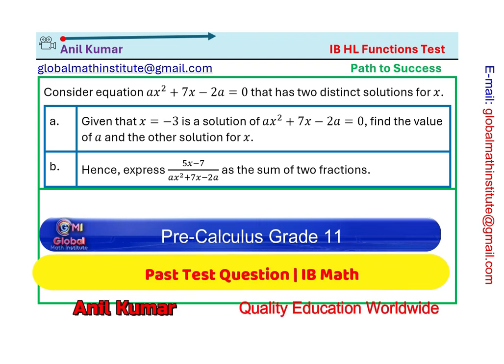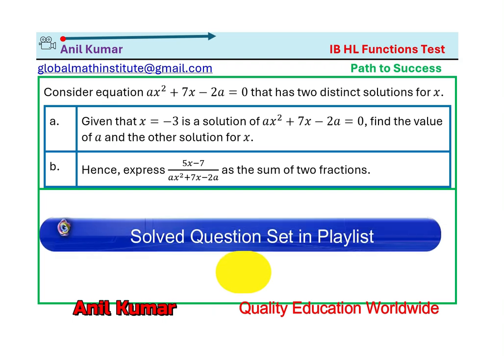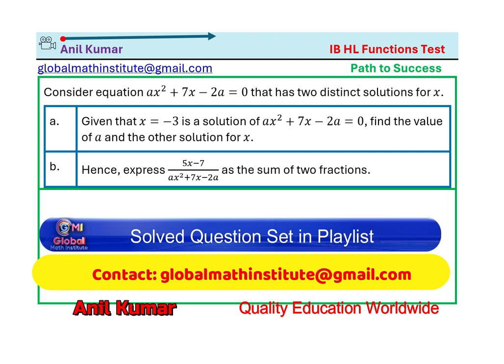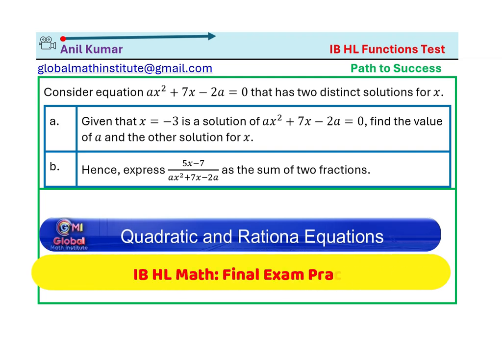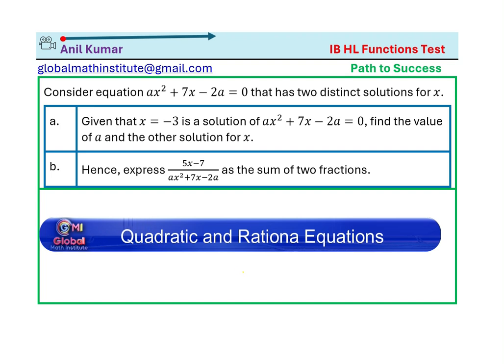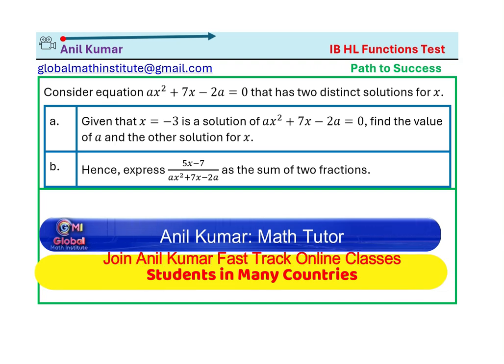The question here is, consider equation ax squared plus 7x minus 2a equals to 0 that has two distinct solutions for x. Given that x equals to minus 3 is a solution of ax squared plus 7x minus 2a equals to 0, find the value of a and the other solution of x. Hence, express 5x minus 7 over ax squared plus 7x minus 2a as sum of two fractions. Beautiful question where we need to apply concepts learned in different chapters.